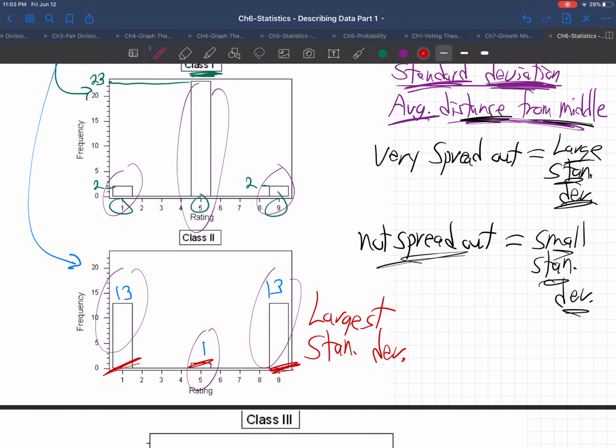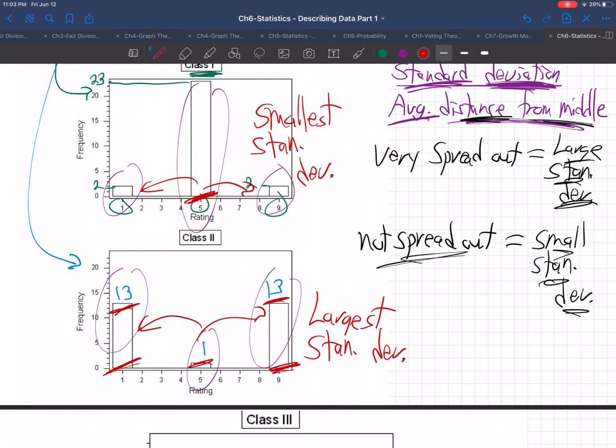Okay, which one has the lowest? Which one's most in the middle? This one. This is the smallest standard deviation because it's almost all in the center. There's only 2 above the middle and 2 below. Whereas this has 13 above and 13 below. In this class, they're way above and way below. They either loved him or hated him. Whereas here, they almost all feel neutral about him. 2 people loved him, 2 hated him, but most are neutral. The class has not very much deviation. Most people are right in the middle with not much spread out.